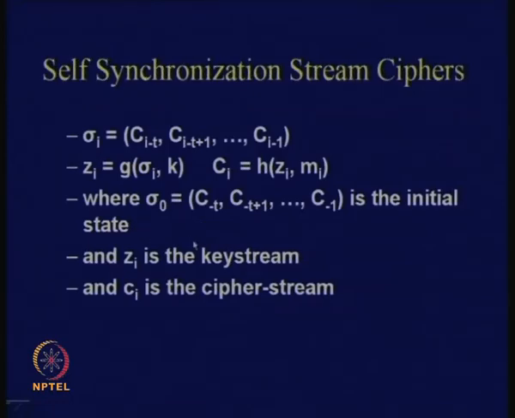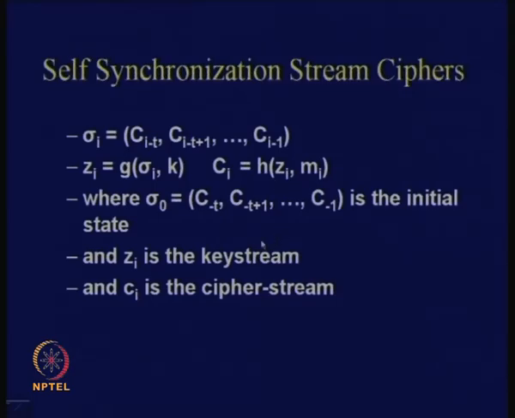Okay. So, I think it will be clear with this diagram and with this description. For example, you consider this window of size t, from Ci minus 1 to Ci minus t. So, you consider Ci minus t, Ci minus t plus 1 and so on till Ci minus 1. This determines your sigma i value, and then just like in the previous case, you take sigma i, take key k and operate g and obtain the stream zi, and then again operate upon zi and mi to obtain your corresponding ciphertext value.